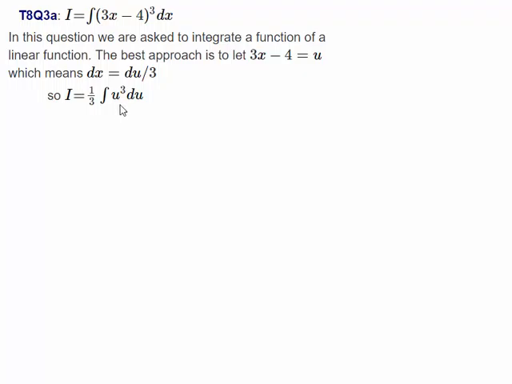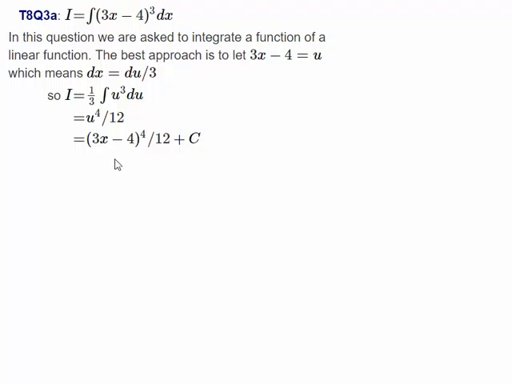To integrate this, we raise the exponent by 1, so it becomes u⁴, and we divide by the new exponent, so we get the answer of u⁴ over 12. Now we back substitute for u, so the answer is (3x − 4)⁴ over 12 plus a constant. Differentiation is easy, integration is not.